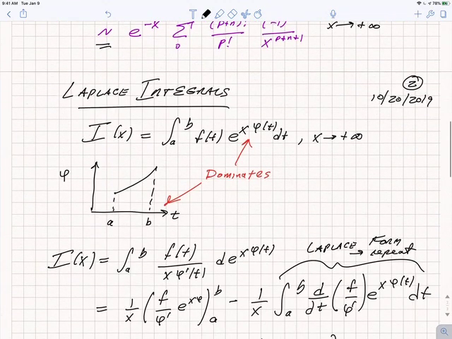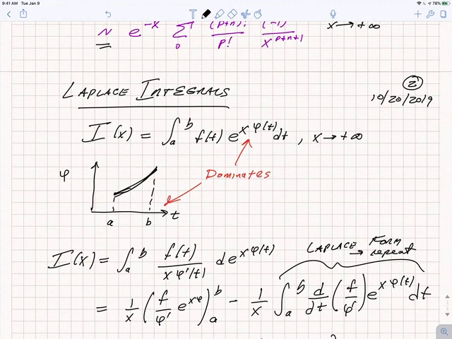We can generalize this procedure to a set of integrals called Laplace integrals. I of x is the integral over some range from a to b. It's possible that a or b could be infinity, as it was in the previous example. Some function f of t, e to the x phi of t dt. And if we look at the graph of phi of t, we have in mind here a function phi that is monotonically increasing or potentially monotonically decreasing, but has no 0 derivatives inside the interval we're interested in.